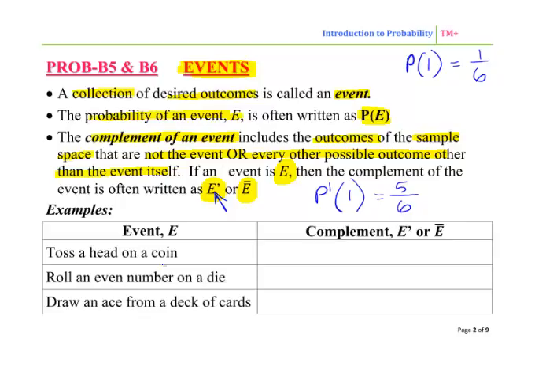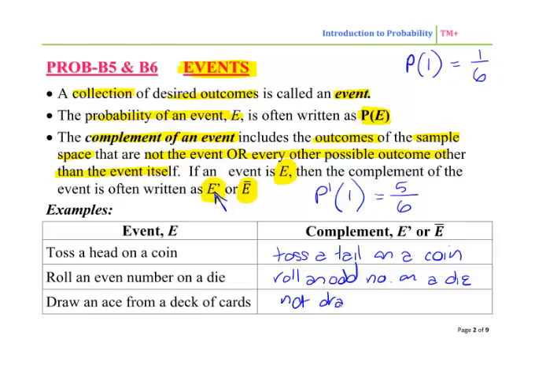So if I had toss a head on a coin, the complement would be toss a tail on a coin. If I had roll an even number on a die, the complement would be roll an odd number on a die. If I had draw an ace from a deck of cards, it'd be not draw an ace.